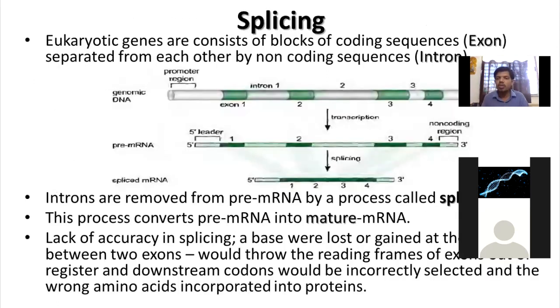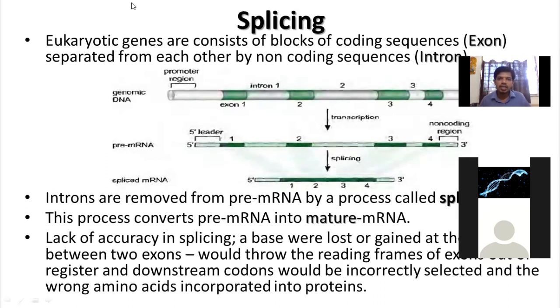Now we have reached the point where the RNA is successfully formed, right? The next thing is that the unwanted part of that RNA, called the introns, should be removed from the RNA. That is called the splicing mechanism. So one by one we have to learn the splicing here.